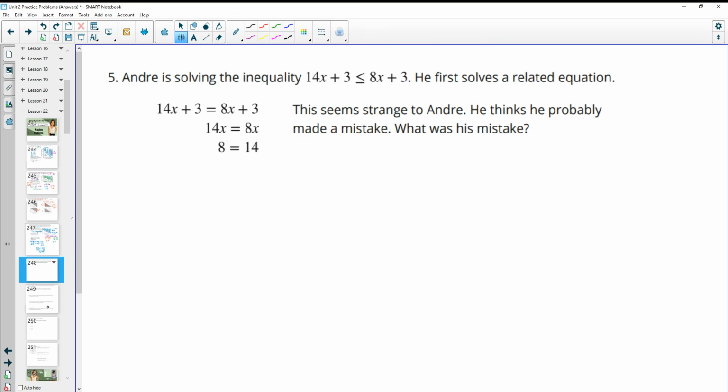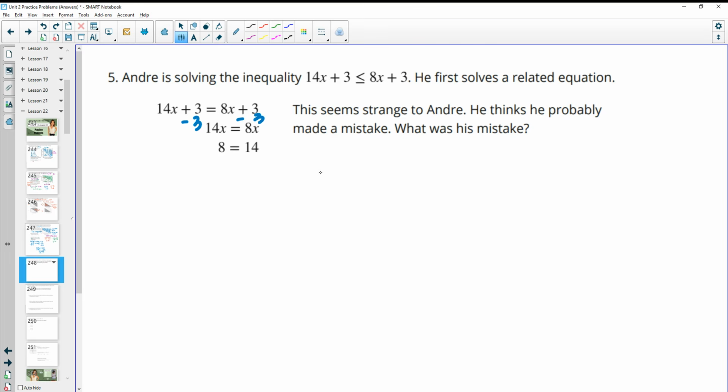Number 5, Andre is solving this inequality. He first solves the related equation. This seems strange to Andre. He thinks he probably made a mistake. What was his mistake? So it seems fine here, right? He subtracts 3 from both sides. So then you get 0 and you get 0.